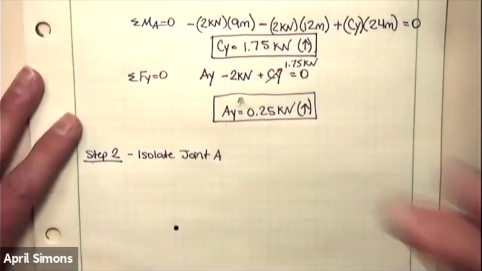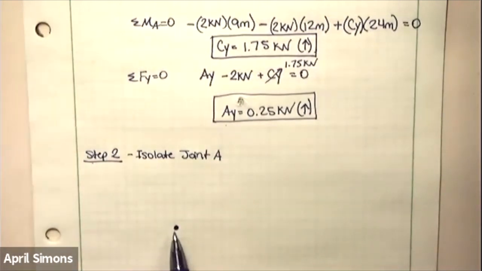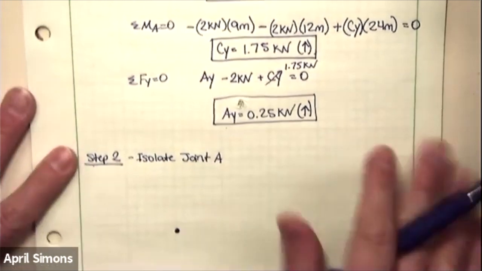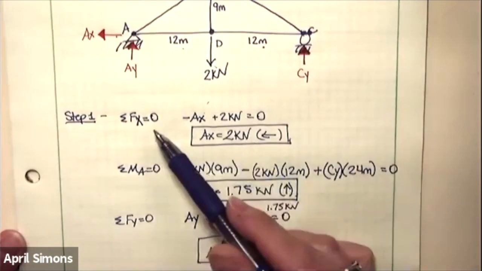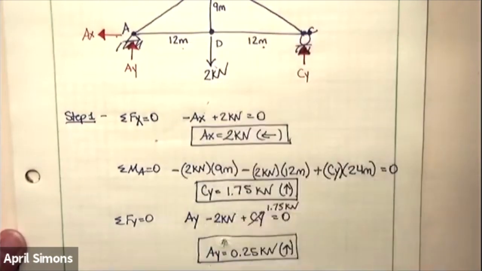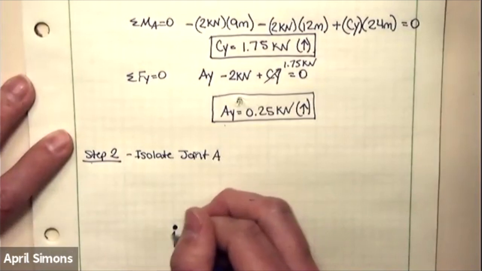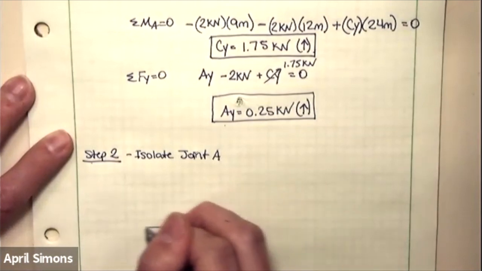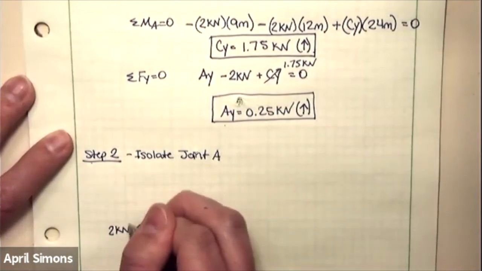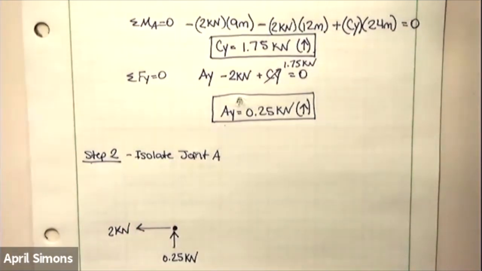So the free body diagram will start with just a point representing that joint. And we have AX and AY, which we solve for here. AX is 2 kilonewtons to the left, AY 0.25 kilonewtons up. So we're going to draw those on there: 0.25 for AY and 2 to the left for AX. Okay, so it's important to make sure that we get those directions correct here for the things that we know.